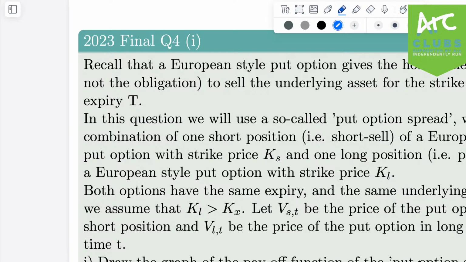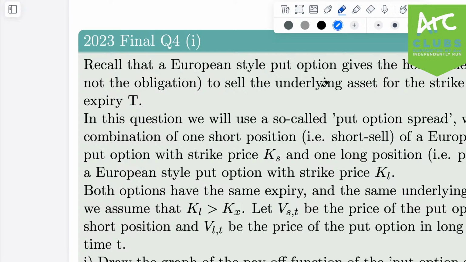So we'll look at this question from the 2023 final exam. It's about drawing a payoff diagram. I'm not sure if this year they're going to have the same question, because I think during the lecture we didn't spend too much time on payoff diagrams. But I guess it's still a good exercise so that we understand call and put options.